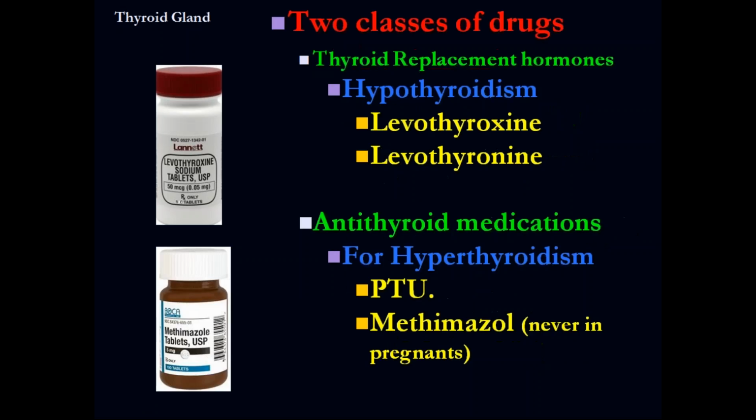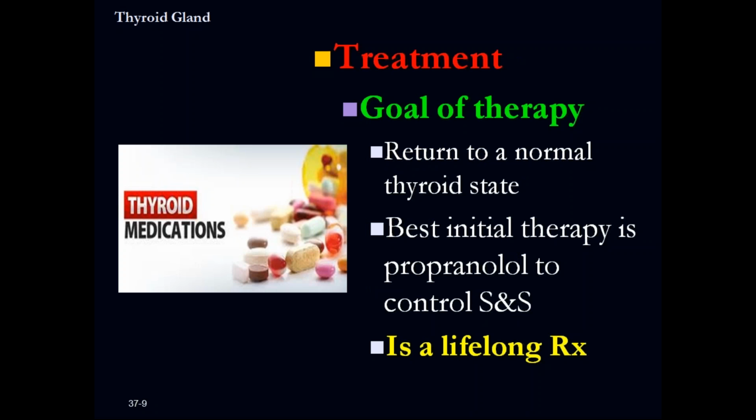Here we are going to see the treatment. The goal of the therapy is to return to a normal thyroid state. Number one, it is a lifelong treatment, forever. These people are sometimes hypo, sometimes hyper, which means they need to adjust the medication all the time. For that, you need to recognize the signs and symptoms.